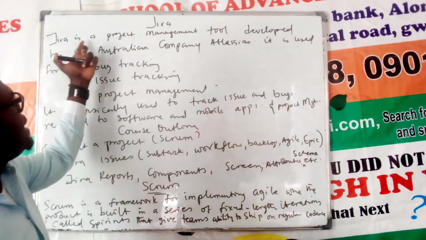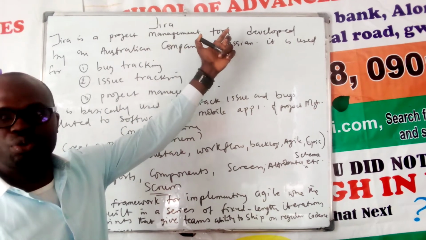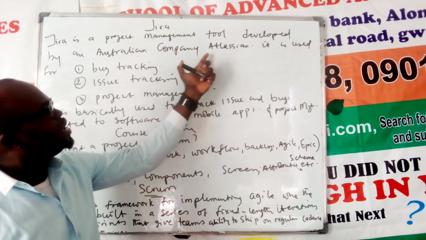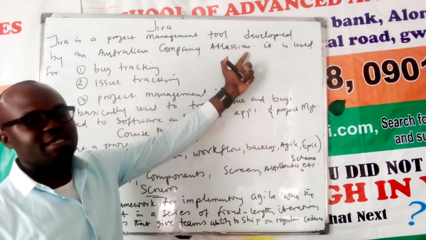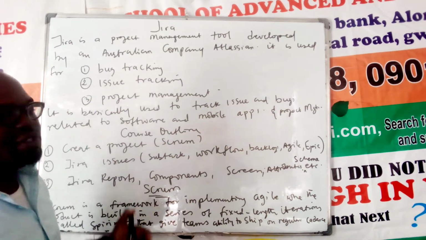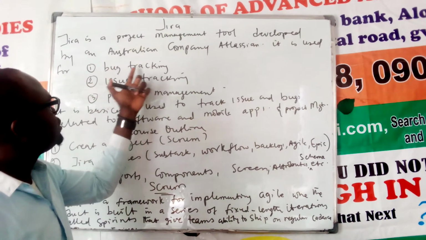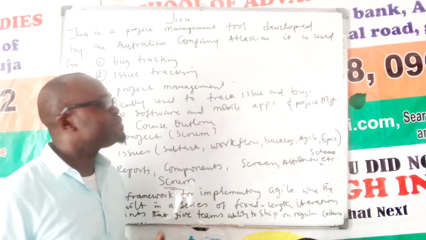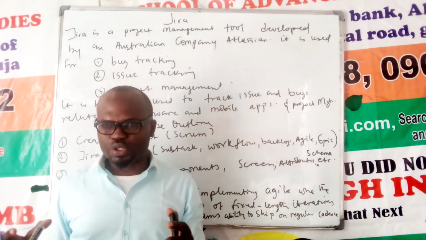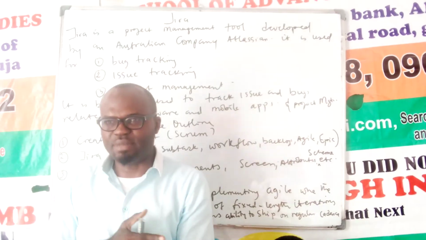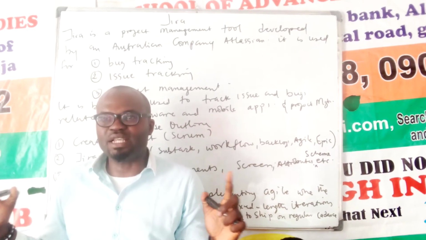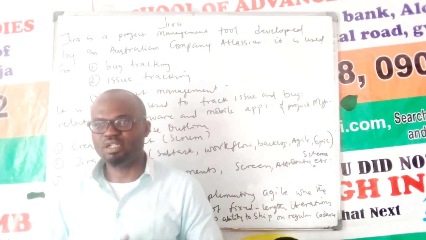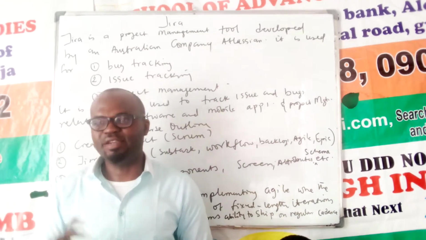So we say that Jira is a project management tool developed by an Australian company called Atlassian, and it is basically used to do these three things: bug tracking, issue tracking, and project management. Is that clear? Jira was built with software development in mind. That's why when you go to bigger software companies, they are using Jira as their project management tool in order for them to achieve their goals at the required time.